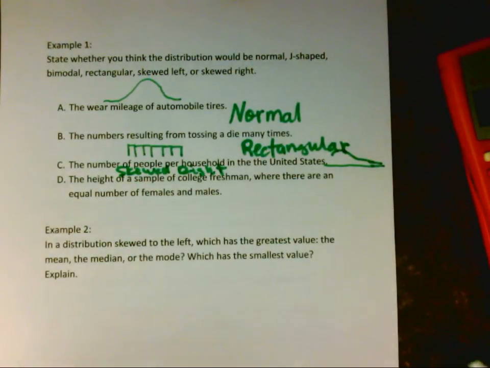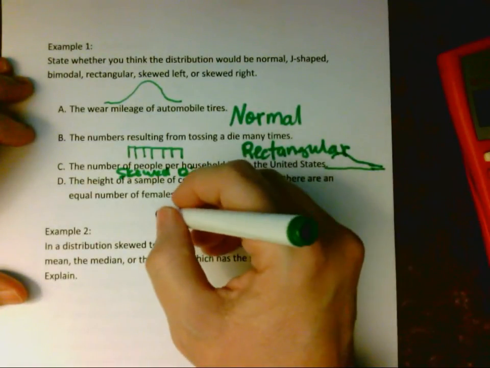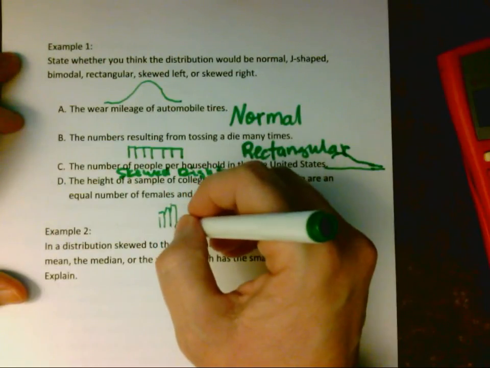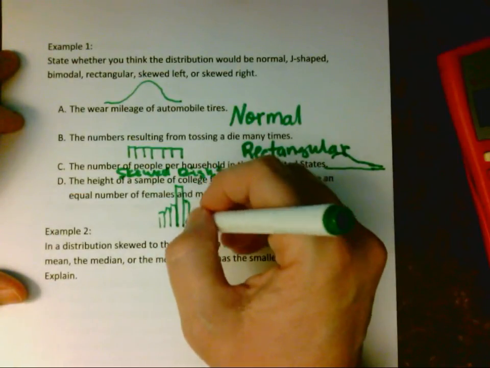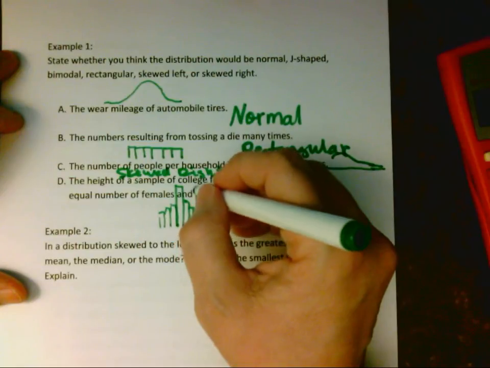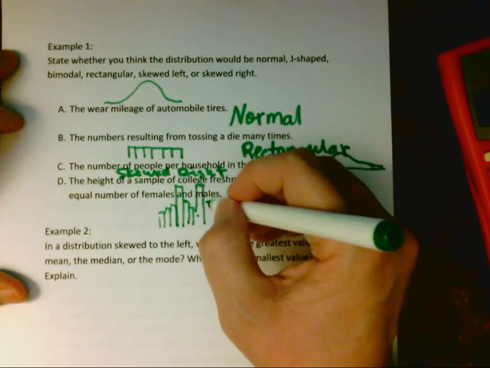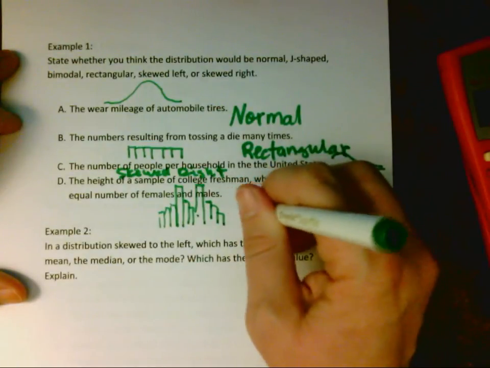And finally, part D, the height of a sample of college freshmen where there are an equal number of females and males. Okay, as we record the heights, we won't have a lot that are at the short end, right? And it will increase as we get toward the average height. Then when we get to the average height of females, there should be a peak around the average, right? And the average height for men is several inches above that, so we should have another peak after that that represents the male's average height in the class, and tapering down as we go.